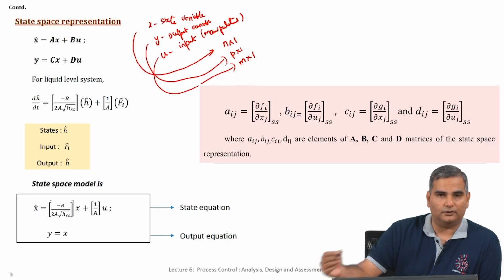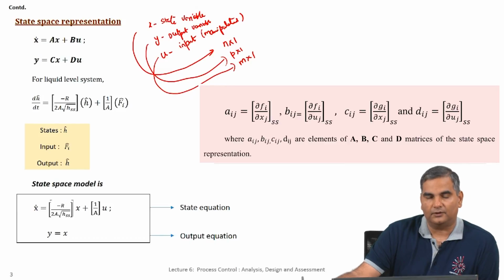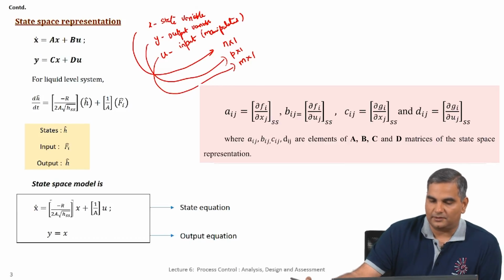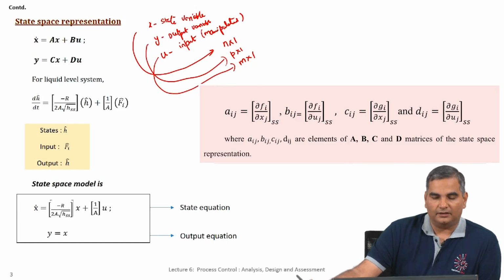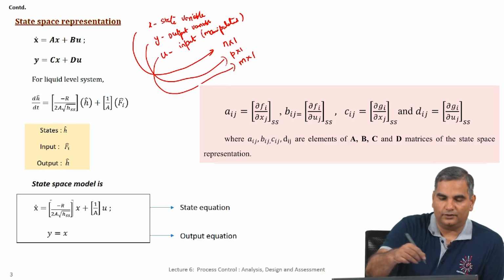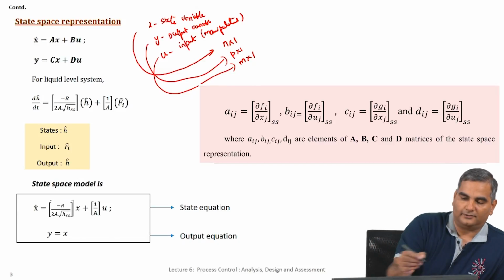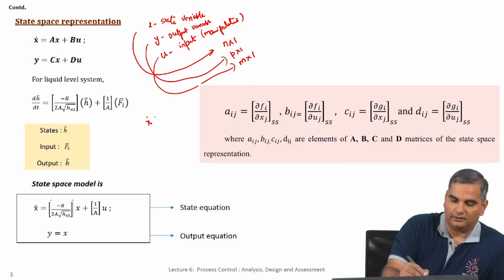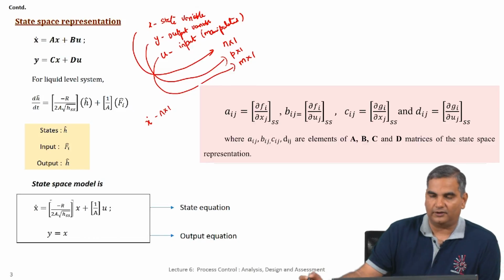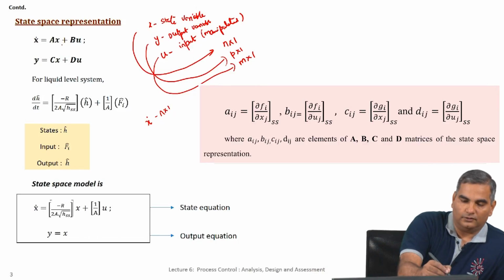We will get back to this when we talk about multivariable control, but since I am introducing state space representation for the first time, I thought I would do the general form and then quickly move on to the simple liquid level tank example, and tell you how all of this figures in that example. Now, if x is n by 1, x dot is also n by 1. This is the derivative of the n states.